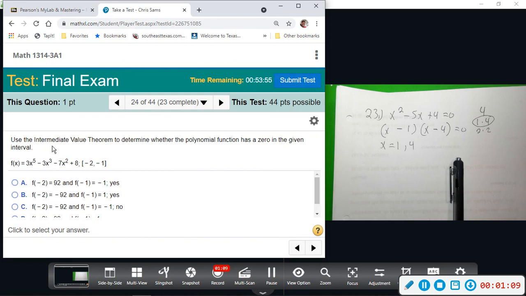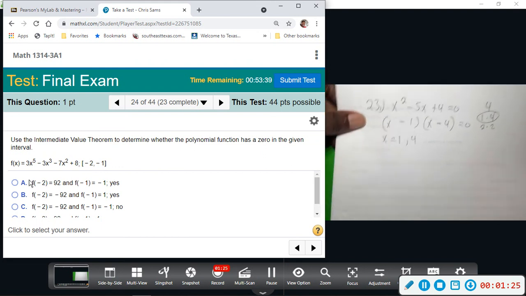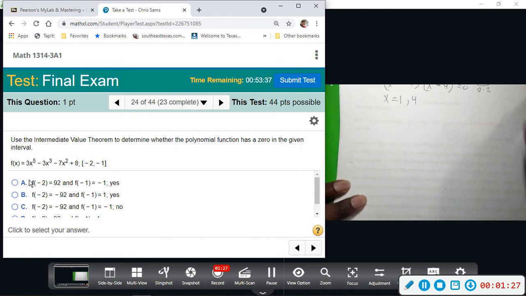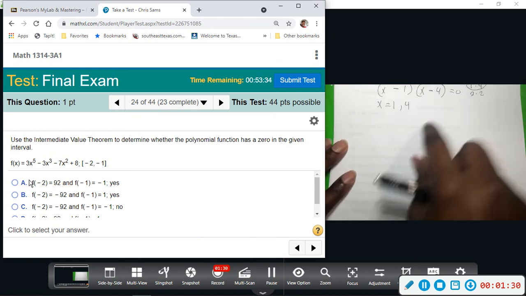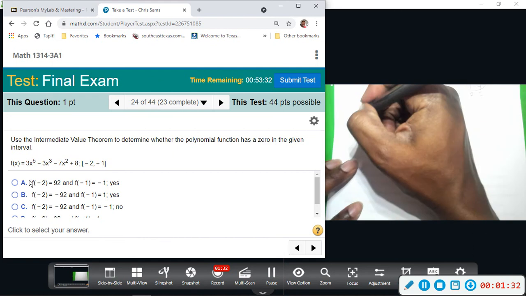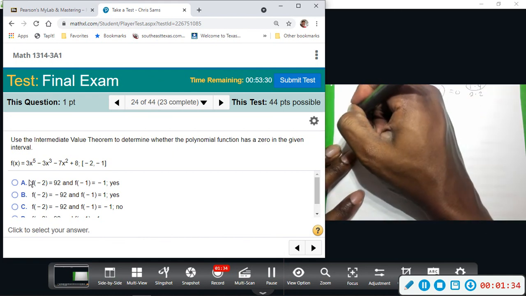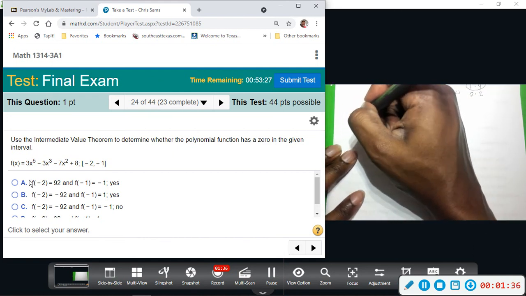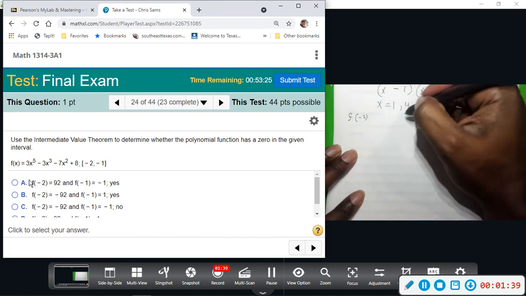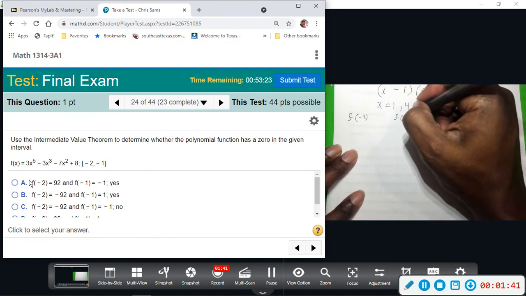Here, number 24, we want to use the intermediate value theorem to determine whether the polynomial function has a 0 in the given interval. So what we're going to do is synthetic division. I think that's better than plugging it in. So intermediate value theorem just says we're going to use these two values. It's kind of like finding f of -2, which I think is harder, and f of -1.